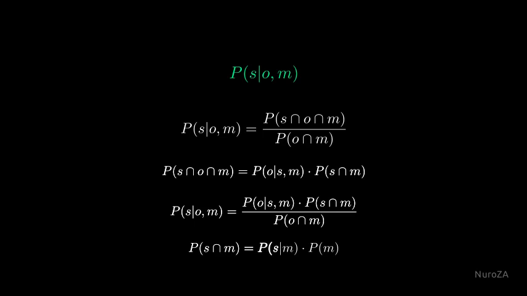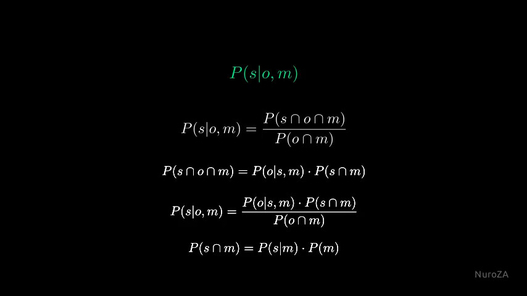P of S and M equals P of S given M times P of M. This is again the chain rule. The probability of both S and M equals the probability of S given M times the probability of M. Substituting this back in, we get P of S given O and M equals P of O given S and M times P of S given M times P of M, all divided by P of O and M.